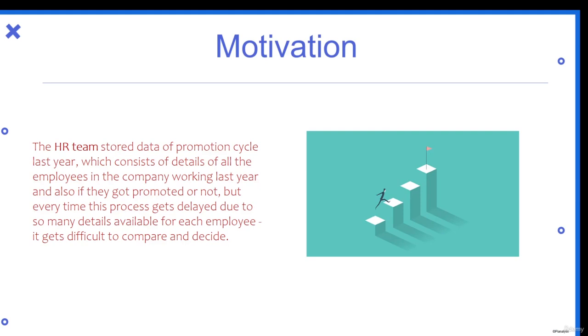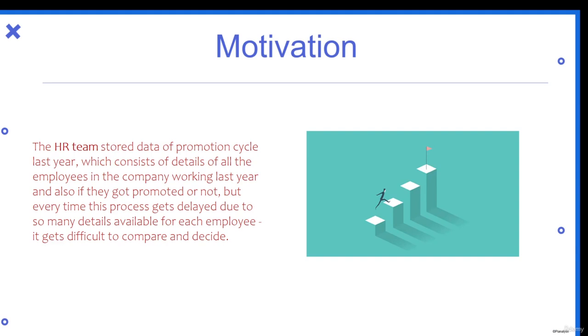But every time this process gets delayed. Due to so many details available for each employee, it gets difficult to compare and decide. Basically, the problem statement says that there was a company with an HR team, and they found it very difficult to decide who to promote or not because of the abundant data they had to process. So this is where we come in.